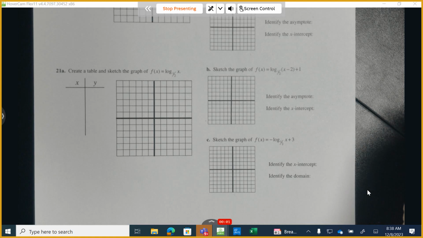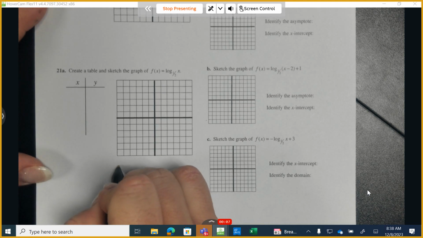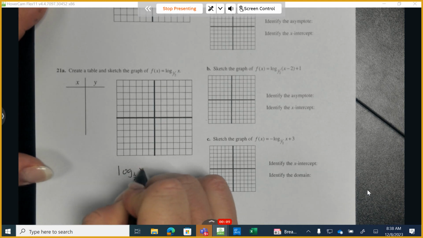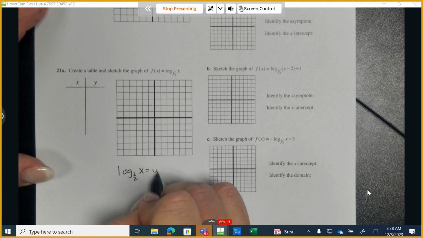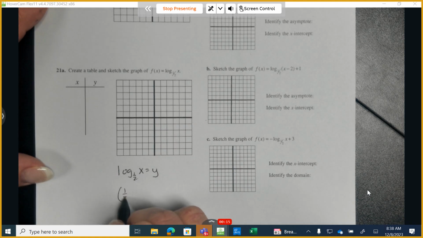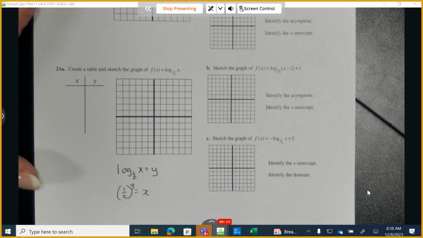Example number 21 from the Unit 7 review. So I'm going to rewrite this function. I'm going to write it as log base 1/2 of x equals, instead of putting the y, which replaces f of x on the left, I'm going to put it on the right. So I have 1/2, writing in exponential form, raised to the y equals x.